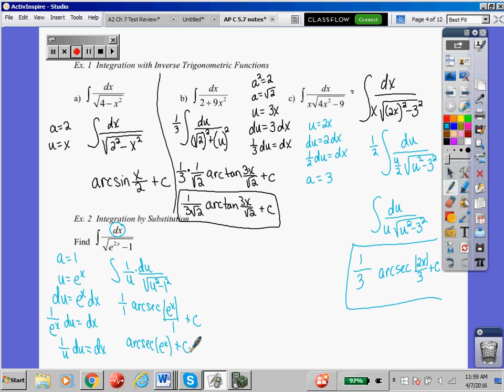Wait, what happened to the 2x? That's what I was just wondering. What do you mean the 2x? It's e to the 2x in the top. Yeah, I know, because if I take e to the x and I square it, that's e to the 2x. So it's right here. I let u equal e to the x because I wanted u squared. Does that make sense? Okay.